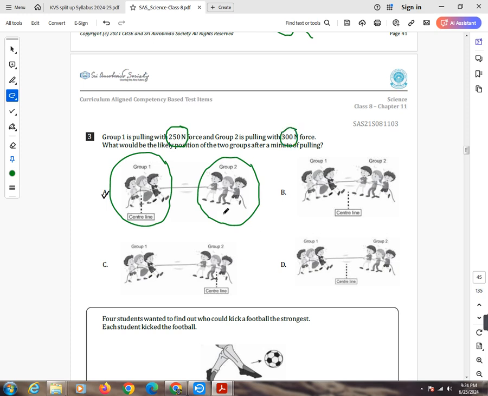So we can see group 2 is applying much more force. So which one will be the correct answer? What would be the likely position of the two groups after a minute of pulling? So after a minute of pulling, in option number A, you can see here group 1 has moved to the right side under the effect of net force. Net force here is 50 Newton, and it is acting on the right hand side. So group 1 will move to the right side. So this is the correct answer, option number A.